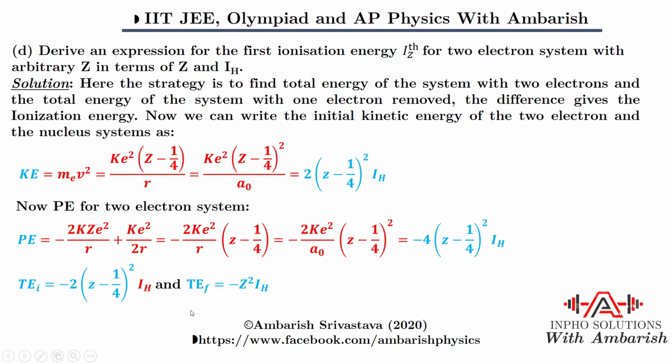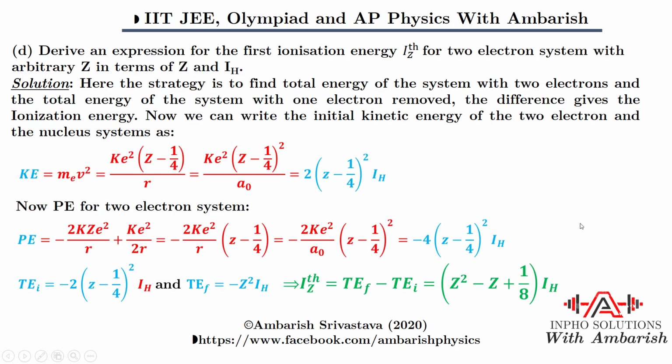So now what do you do for finding the ionization energy? You just subtract the two energies. The theoretical ionization energy is the total energy final minus the total energy initial. This minus this, and this is what you get. So the theoretical ionization energy for any Z comes out to be (Z square minus Z plus 1 by 8) times the ionization energy of the hydrogen atom. So this was the answer to part D of the problem.